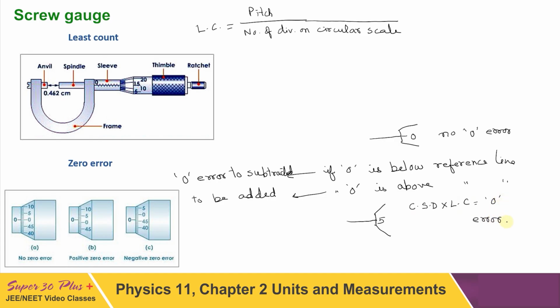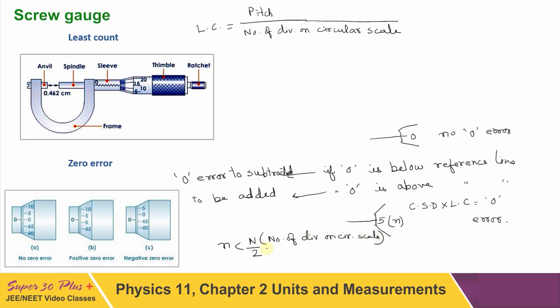Now I am giving you one clue, because sometimes it won't be visible on the scale whether 0 is lying below or above the reference line. It's a circular scale, so half of the reading would be behind our eye. We have to check with the formula. Here you can see if the nth reading is coinciding on the circular scale with the reference line, so this n, if it is less than capital N by 2. Now what is capital N? This is the total number of divisions on the circular scale.